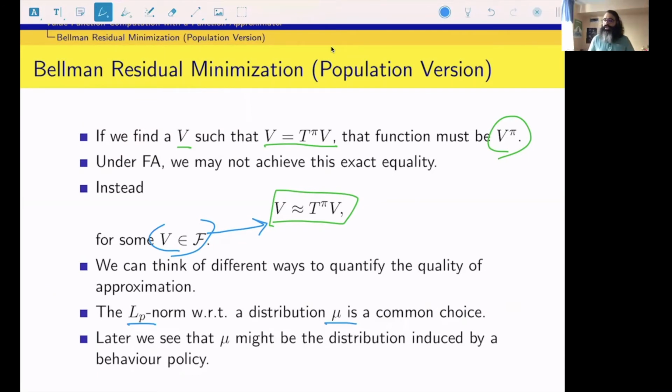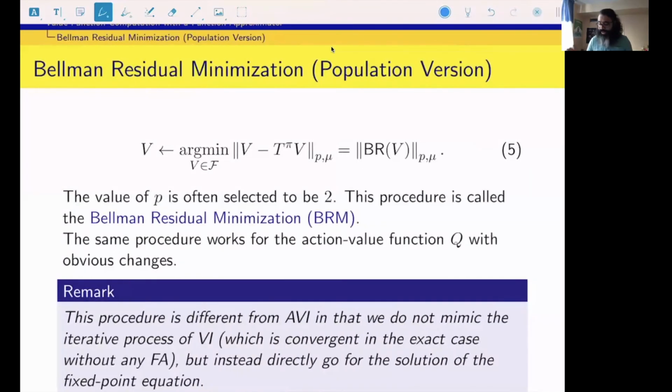Here it is good to mention that mu, as you will see when we go to the RL setting, is often related to the distribution of data that we have. So this mu would be, for example, the distribution generated by the behavior policy that is used to collect data. But here at this level, we are talking about the abstract level.